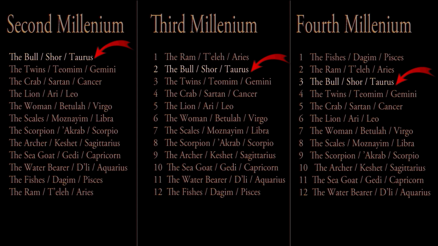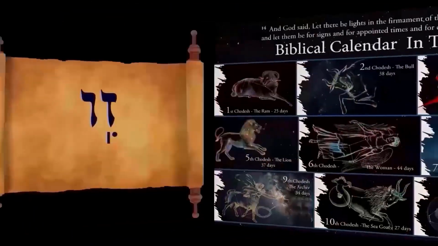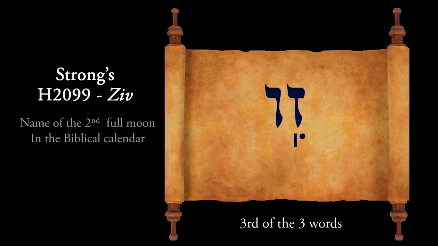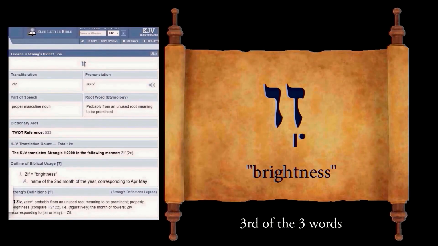Elohim's design is perfection. There is no adding or subtracting from his ways. So let's quickly look at 1 Kings 6:37. Ziv, name of the second full moon in the biblical calendar. Well, that's not what Strong says, but the definition of Ziv is brightness. Strong gives us the definition as the name of the second month of the year, corresponding to April and May.